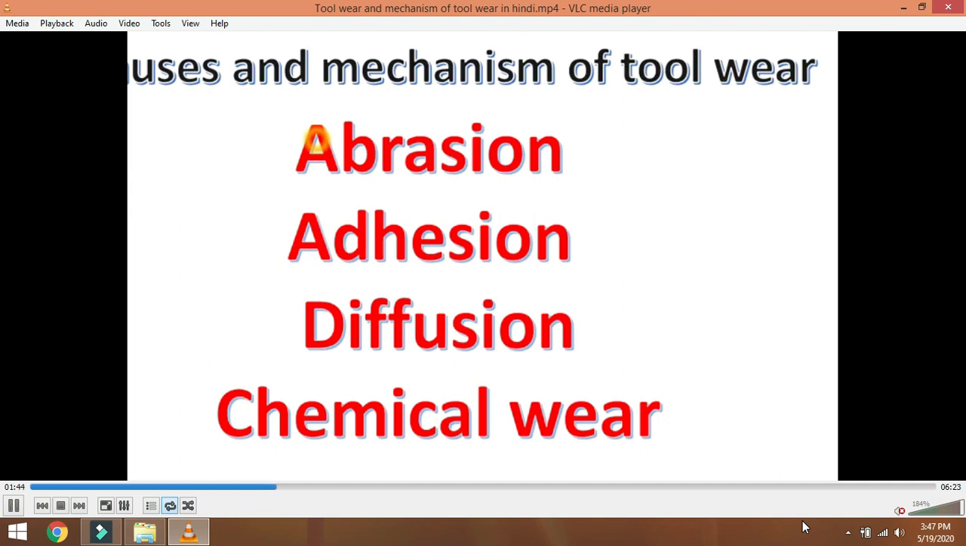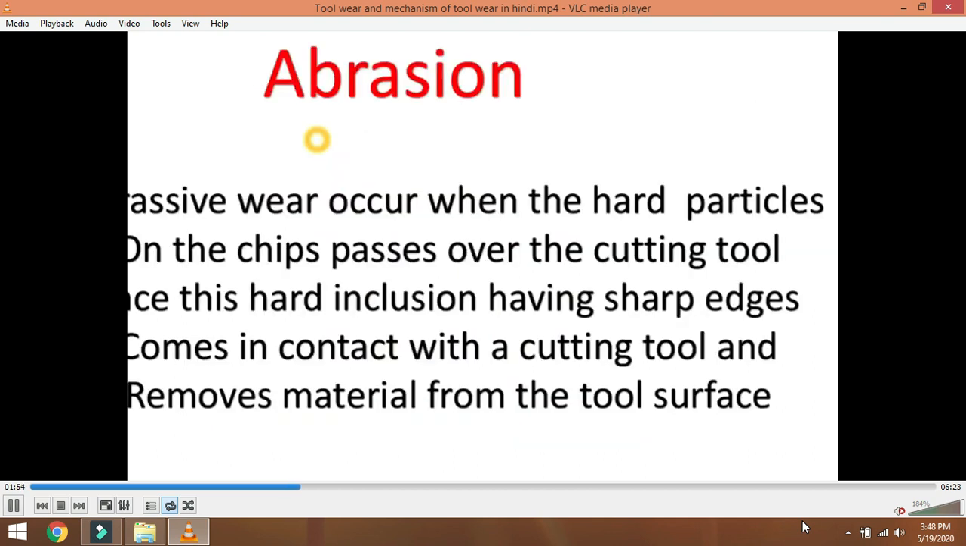These are the causes and mechanisms of tool wear: abrasion wear, adhesion, diffusion, and chemical wear. These are the different types of wear. What is the meaning of abrasive wear? Abrasive wear occurs when hard particles in the chip pass over the cutting tool face. These hard inclusions having sharp edges come in contact with the cutting tool and remove material from the tool face, which is called abrasion wear.